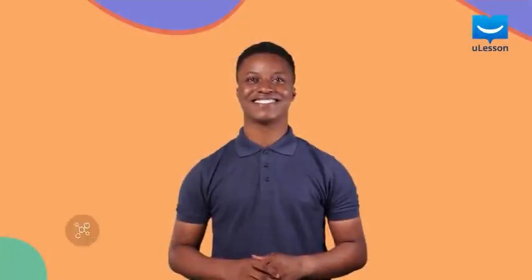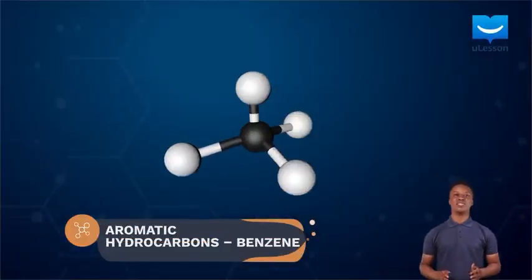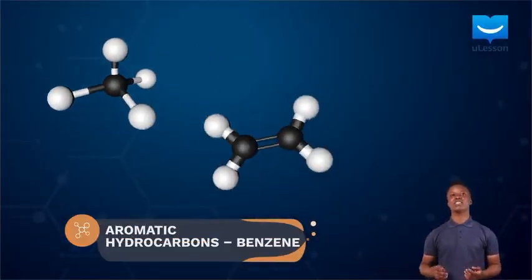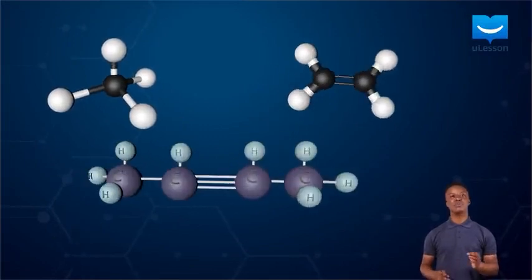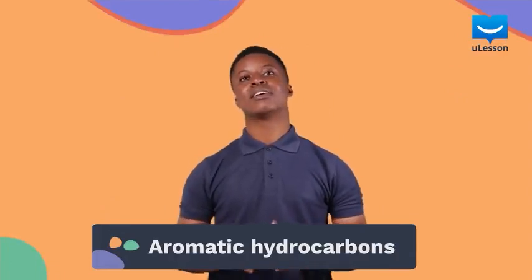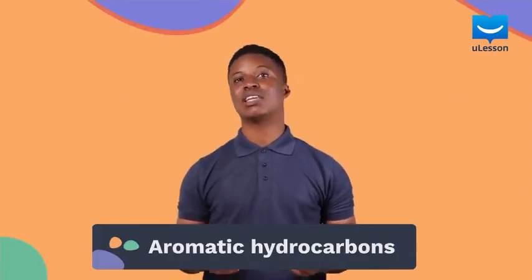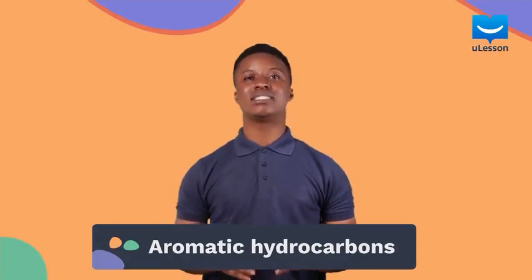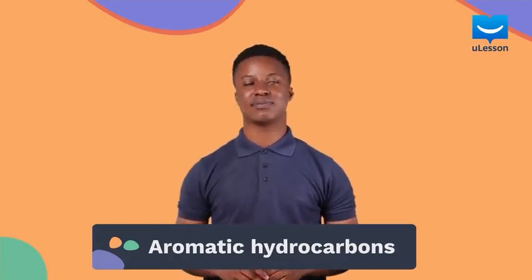So hey guys, you've learned about the alkanes with single bonds, the alkenes with double bonds, and the alkynes with triple bonds between their carbon atoms. Let's learn about a special class of organic compounds, the aromatic hydrocarbons. Aromatic hydrocarbons are a special class of compounds because they exhibit several interesting characteristics.